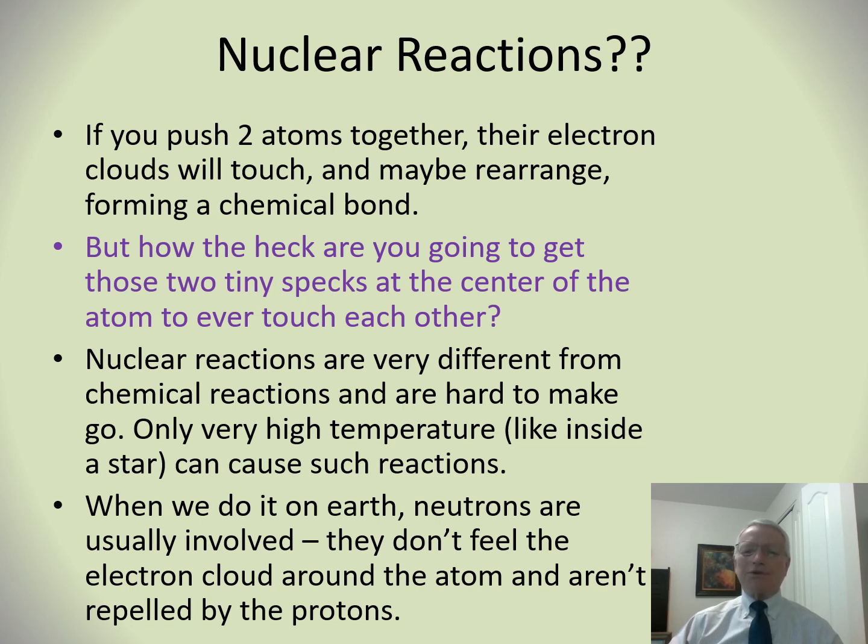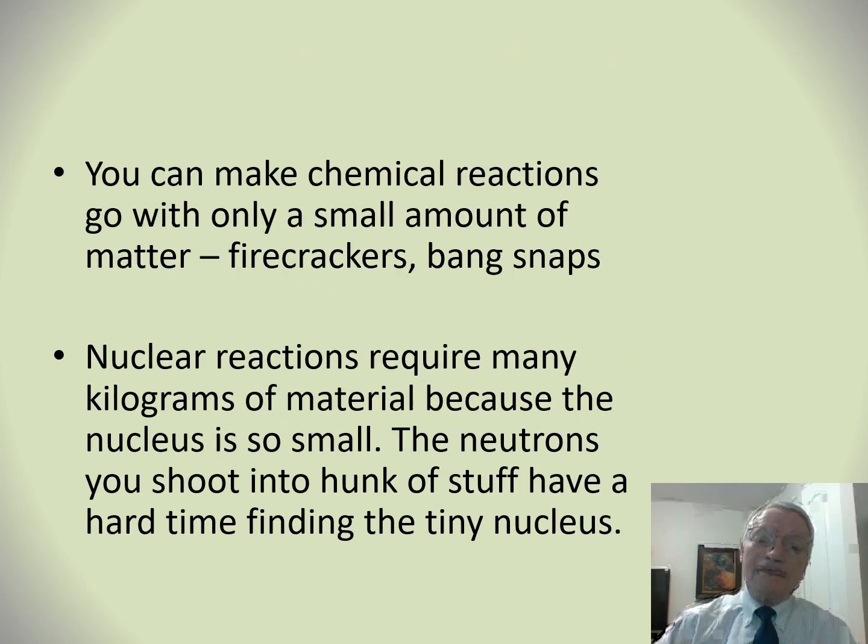When we do it on the Earth, we usually don't do it this way. We usually use neutrons. Neutrons are like ideal nuclear reaction bullets. And when a neutron approaches an atom, it doesn't care about the electron cloud because it's neutral. It doesn't even care about the protons because it's neutral. And so a neutron, if it could find the nucleus, which is hard because the nucleus is so tiny, but still, if it ever did find the nucleus, it could get in because it's not repelled by anything.